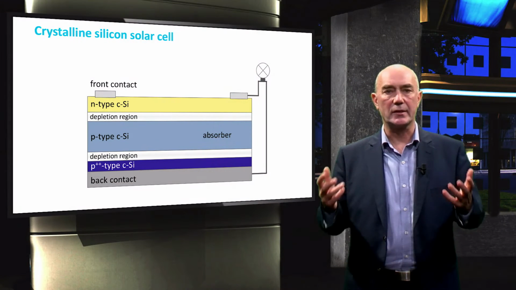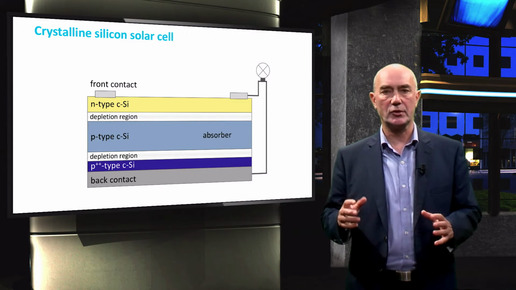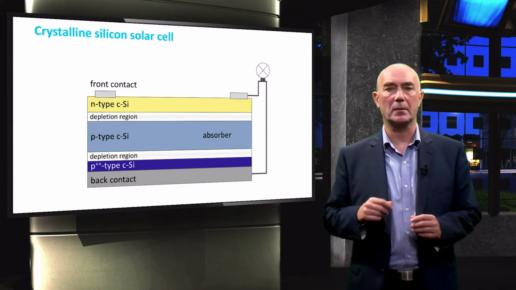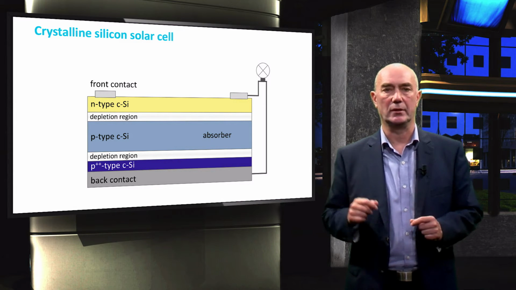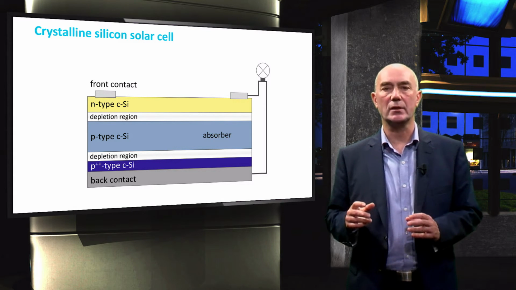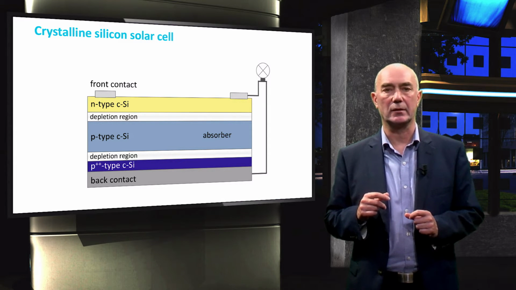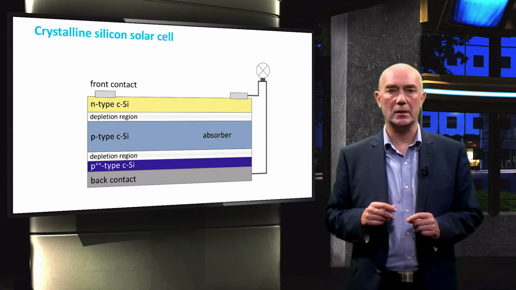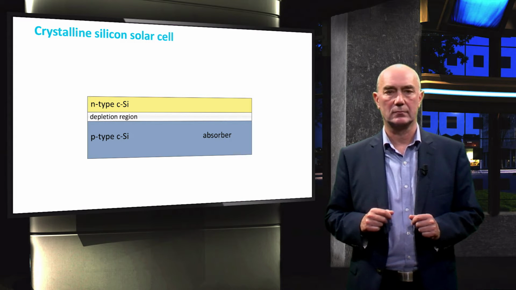Before we start to discuss the depletion region, let's first review the structure of a crystalline silicon solar cell. Here we can see the schematic picture of a crystalline silicon solar cell. At the junction between the p-type and n-type crystalline silicon regions, there is a so-called depletion region. Another depletion region is formed between the p-type and the heavily doped p-type silicon material. But for the rest of this video, we will focus on the depletion region at the p-n junction.